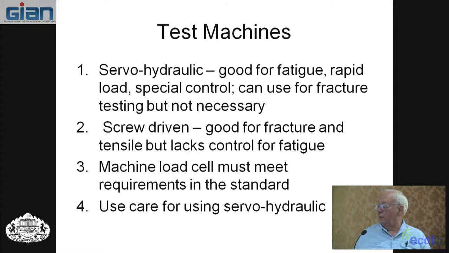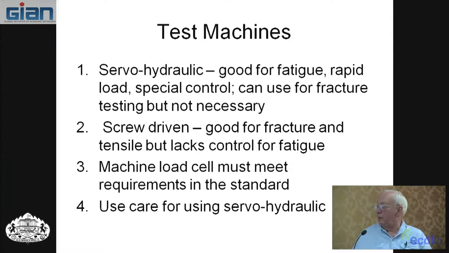Now, I don't know if you know how servo hydraulic machines work. You specify that you want to go to a certain value, like loading it to 10 kilonewtons. You dial that in, and then it puts some kind of oil pushing on a piston, and it measures the load with the load cell, and when you get to 10 kilonewtons, it stops. But it does it quickly, in fractions of a second, boom, you're there. And if you aren't careful, you can interrupt that feedback loop, and you can do bad things.